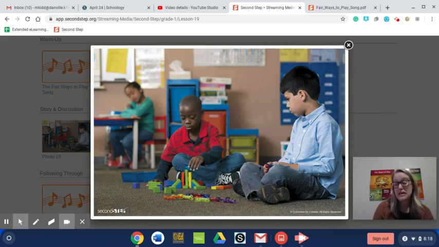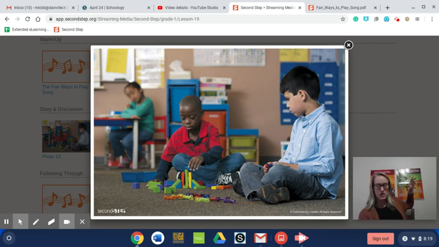Could he ask Jarrell if he could have a turn later playing with the blocks? Yeah, absolutely. Could he ask Jarrell if he would like to trade the blocks for the connecting toys? Yeah, they could trade. They could take turns. Or could he ask Jarrell if he would like to share the blocks and the connecting toys? Absolutely, and then they both would have more toys to play with. All right, now the third step.